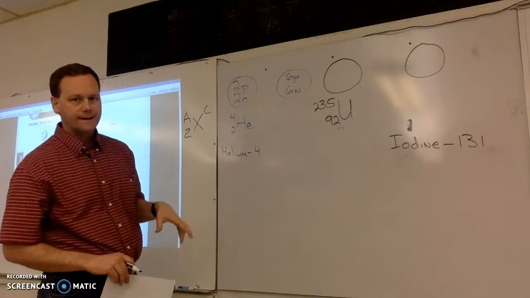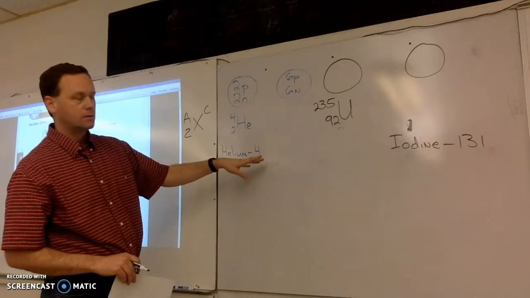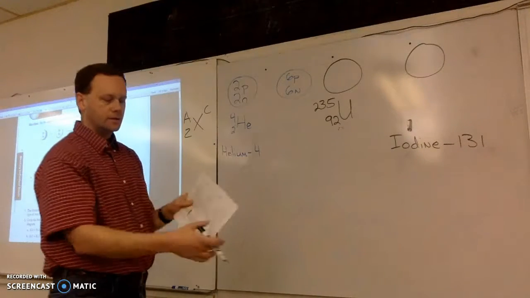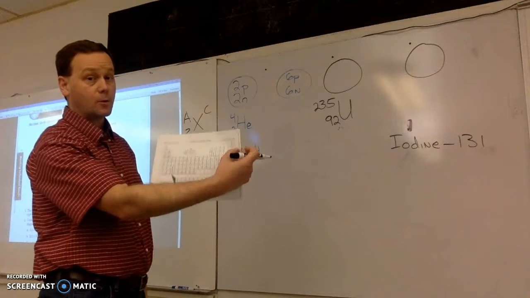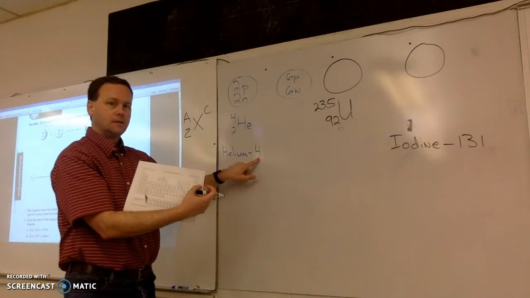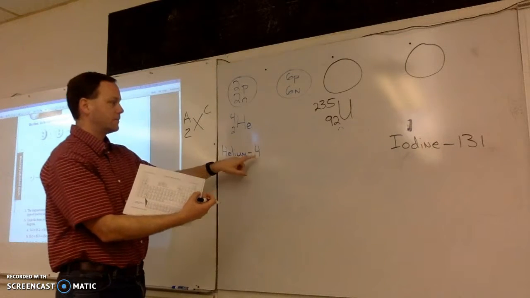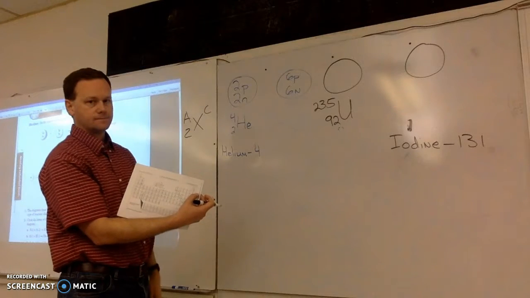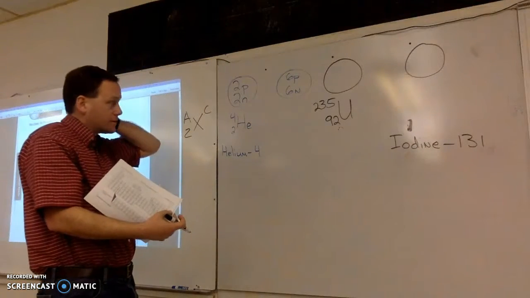Another way you can write that is helium-4, and you put a dash in between. Helium tells me, from the periodic table, how many protons it has. And the 4 tells me the atomic mass. If I want to know the number of neutrons, I just take 4 minus 2. So 4 minus 2 gives me the number of neutrons. That's one example.